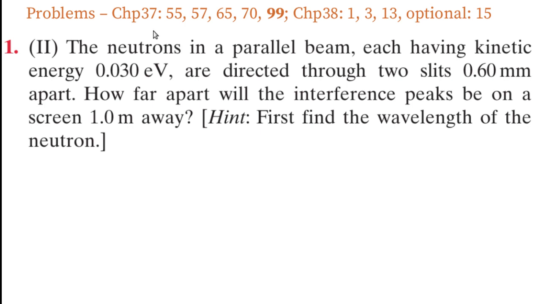Okay, so the first one is problem number 1. The neutrons in a parallel beam, each having kinetic energy of 0.030 electron volts, are directed through two slits 0.60 mm apart. How far apart will the interference peaks be on a screen that's 1 meter away? And they are giving us a hint. First, find the wavelength of the neutron.